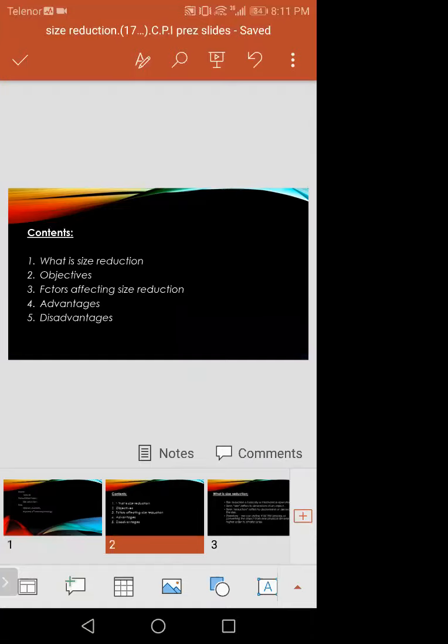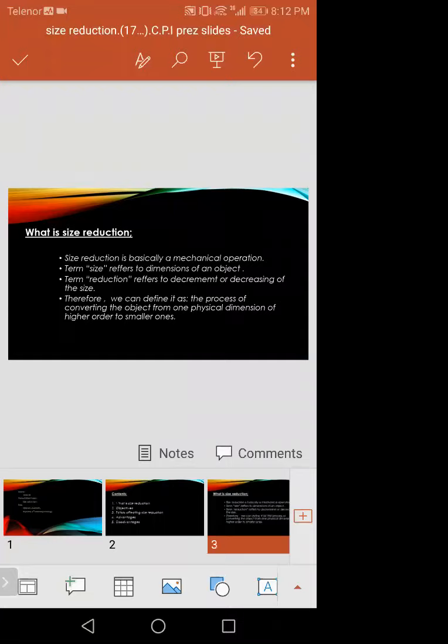So, firstly, let's discuss the contents that we will see here. Firstly, we will see what size reduction is. Then there will be the objectives, that is, why we use this process. Then there will be the factors, advantages, disadvantages, and at last we will see the equipment that is used for this process.